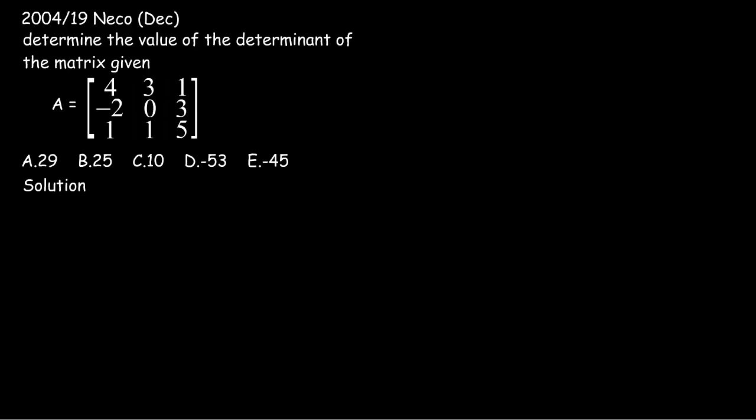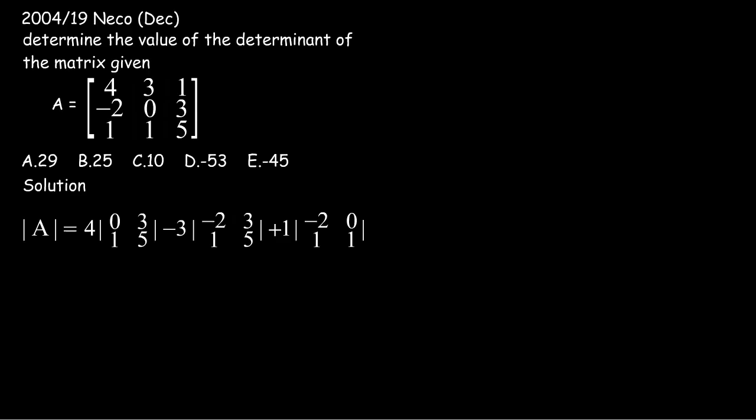So in this case, the determinant of A will be equals to 4, and when we remove the element in the intercept of 4, that's 3 1 minus 2 and 1, we are left with 0 1 3 and 5. So it will be 4, the matrix 0 1 3 and 5, minus 3, because 3 will be negative, minus 2 1 3 5, plus 1 minus 2 0 1 1.